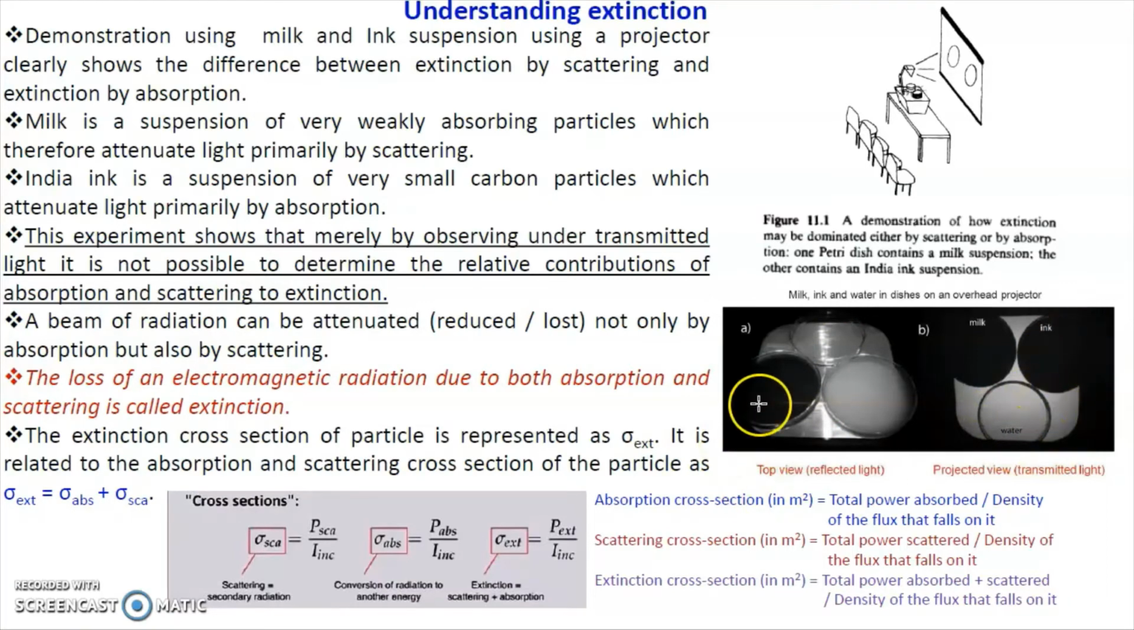Ink, what you can see in the reflected light is black. Here also you can see it shows black color. But you see what happens with the milk. The milk which you are looking at in the reflected light is white in color, right? It is white. But when you look at the milk in the transmitted light, then you can see that it is black. The milk is also black, like ink.